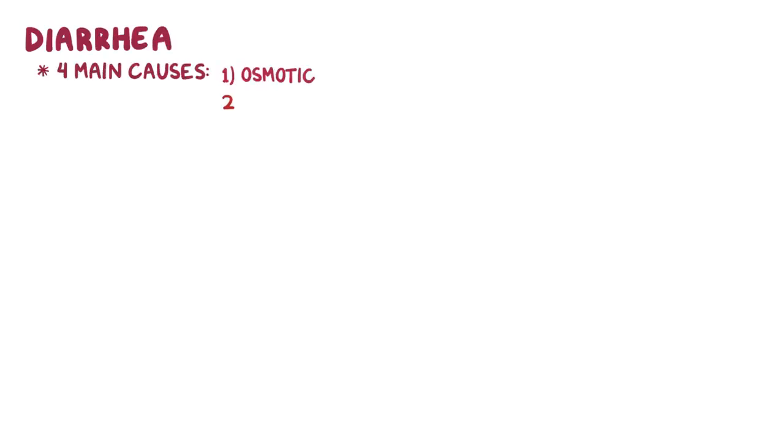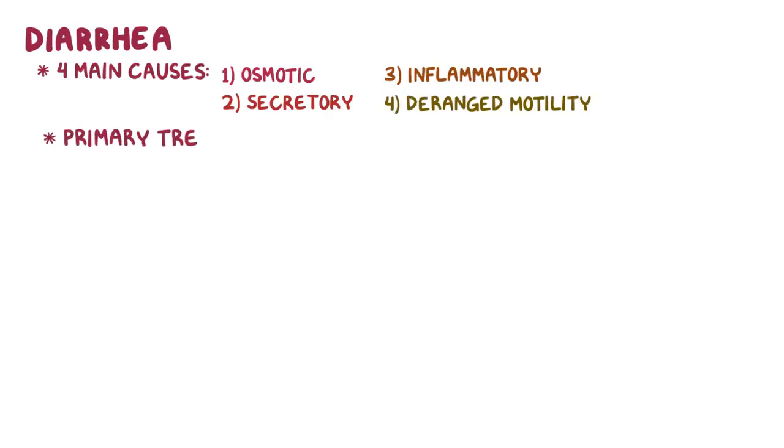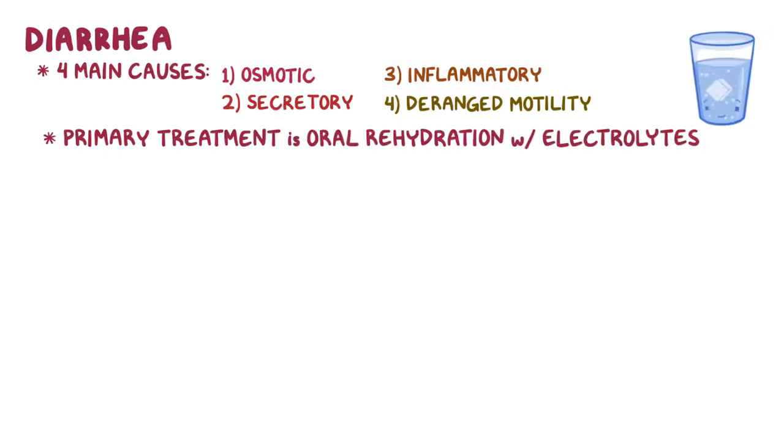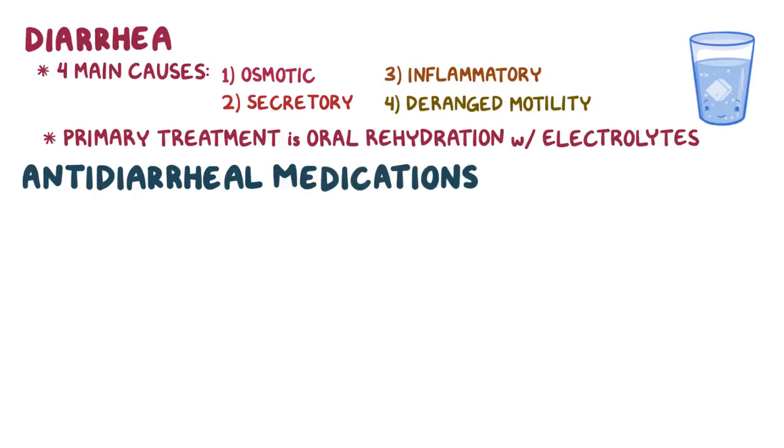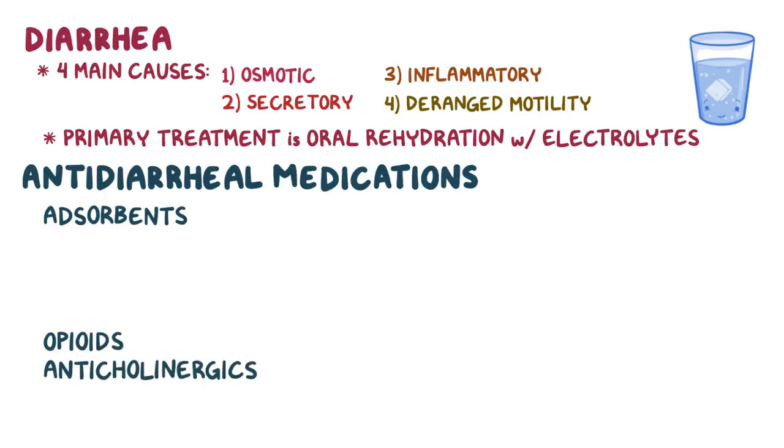Alright, as a quick recap. Diarrhea has 4 main causes, which include osmotic, secretory, inflammatory, and diarrhea associated with deranged motility. Primary treatment for diarrhea should always be oral rehydration with electrolytes. There are 3 main classes of medications for severe or chronic diarrhea, which include adsorbents, opioids, and anticholinergics.